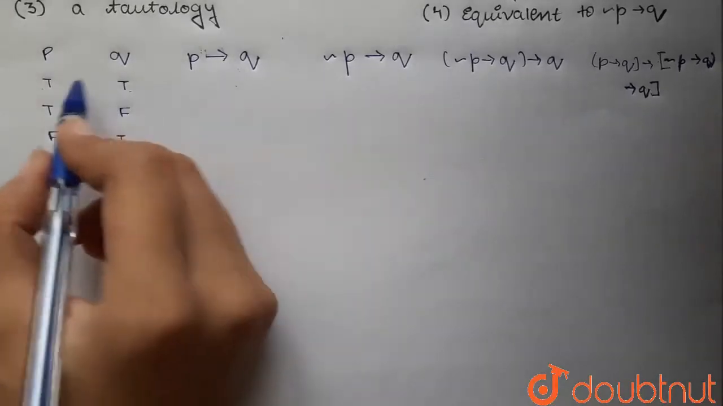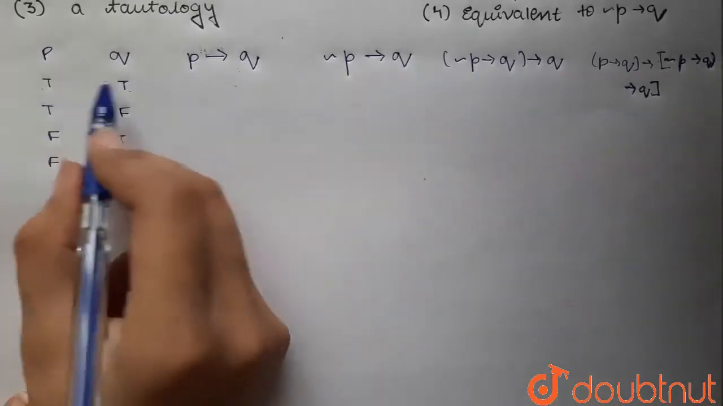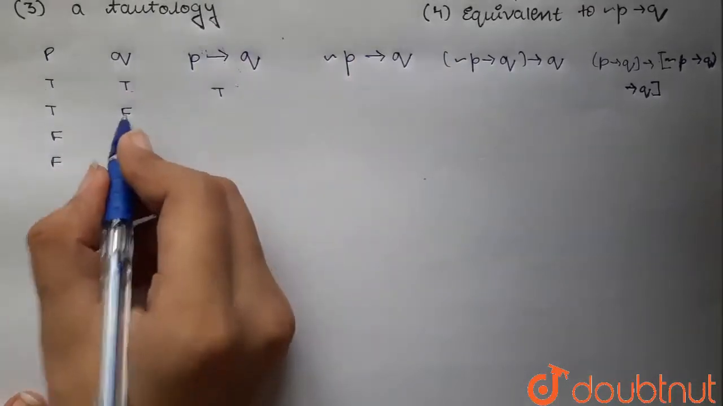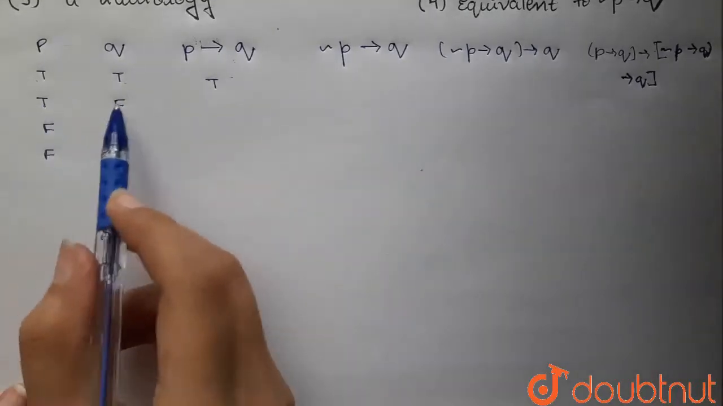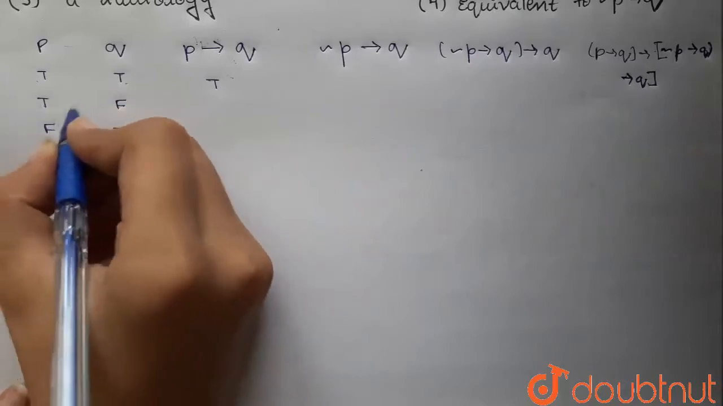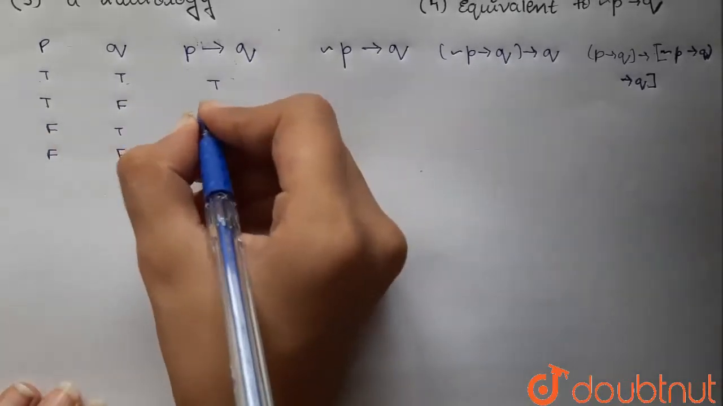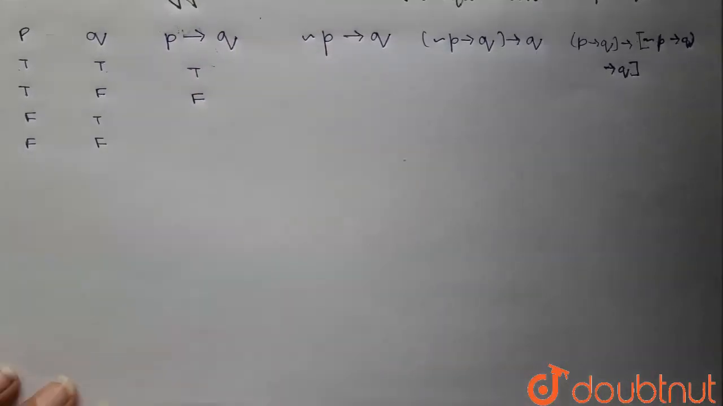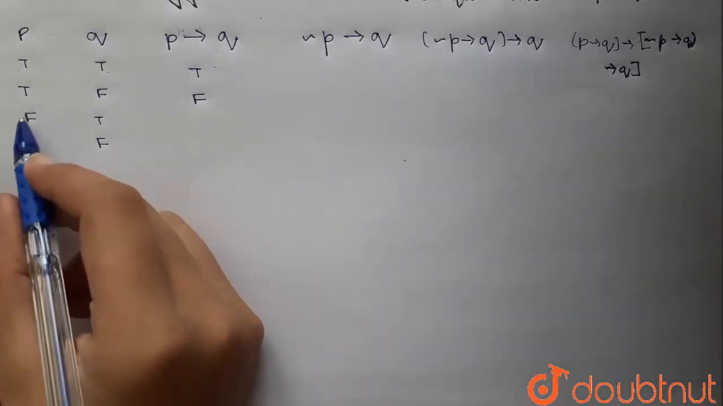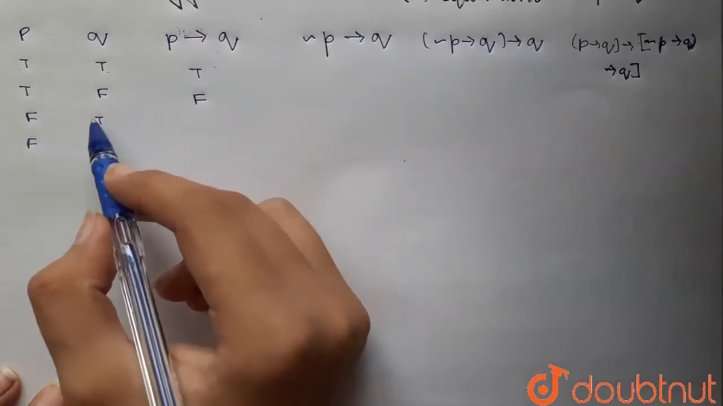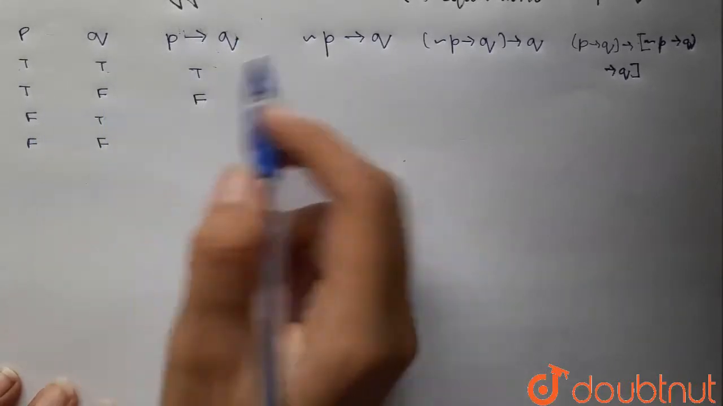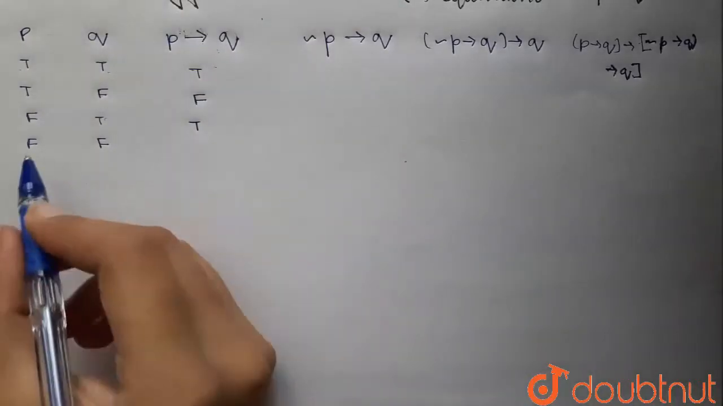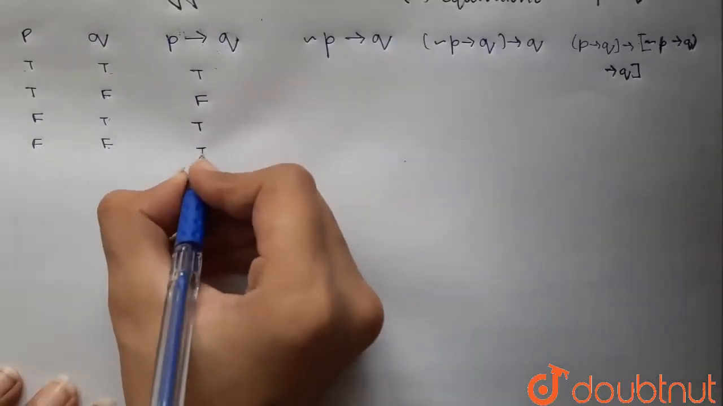If both P and Q are true, then the implication is true. If the first is true and the second is false, then the overall compound statement is false. If the first one is false and Q is true, then we get true only. And if both are false, false implies false, so we write true.